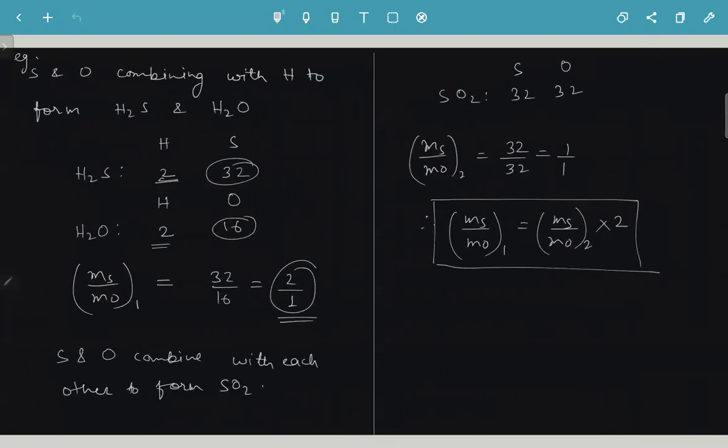And one more law will do. The last law is Gay-Lussac's law of gaseous volumes. क्लियर है सबको अभी तक? कोई डाउट इसमें? नेक्स्ट विल डू Gay-Lussac's law of gaseous volumes. स्टेटमेंट में नेक्स्ट पेज में लिखाता हूँ, ये नोट कर लो.